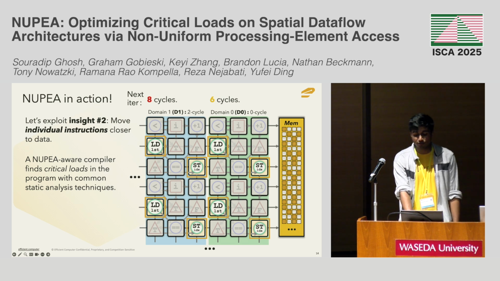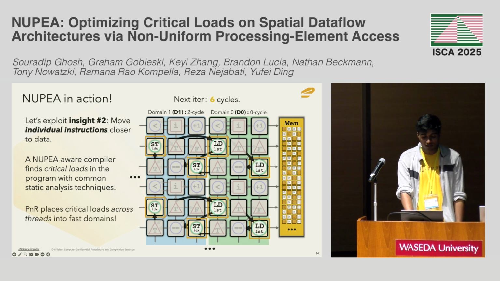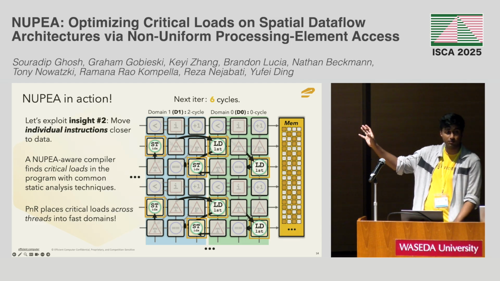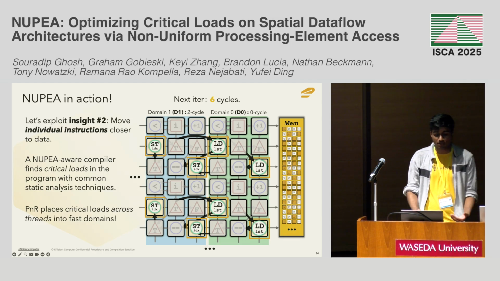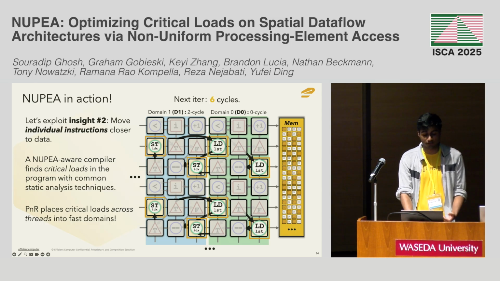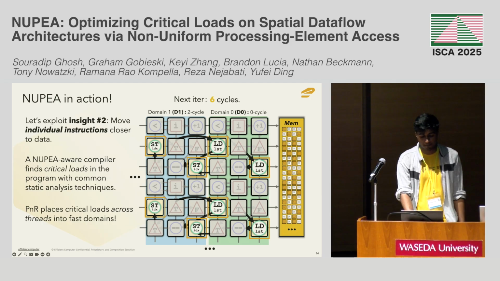compiler can find critical loads using common techniques like recurrence analysis. We can take those critical loads across threads and put them in fast access domains. What we've done here is shift all the stores to D1 and the loads to D0. That's okay, because we can now achieve the minimum time of 6 cycles to get to the next iteration. We don't need to worry about the stores because they're not on the critical path. This is the benefit that you get from NUPEA.